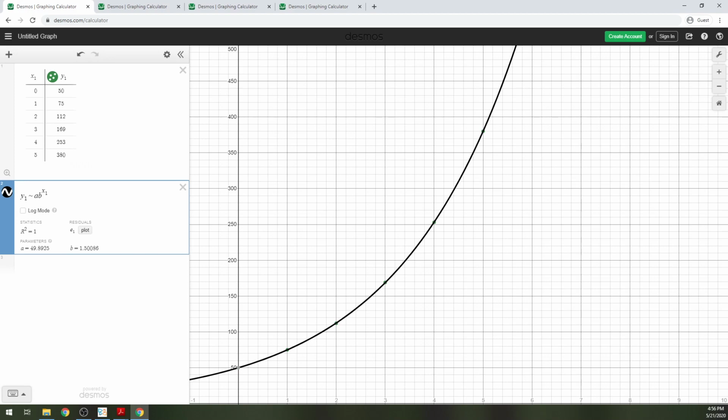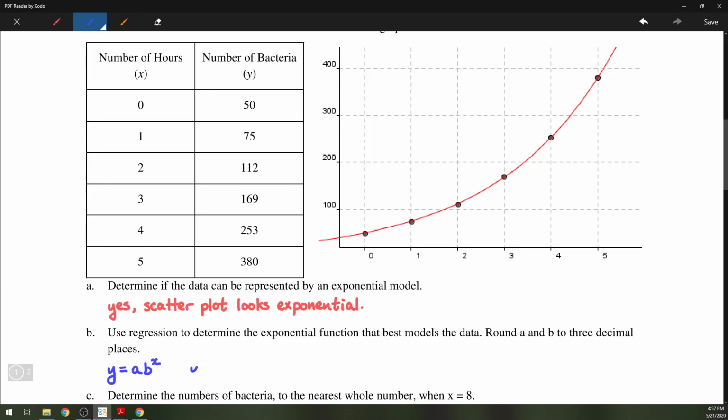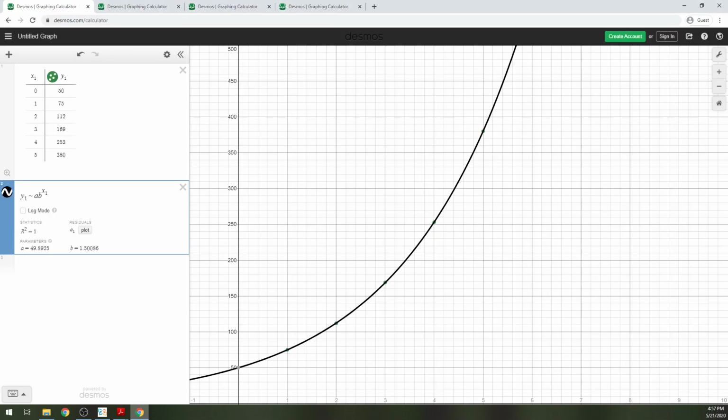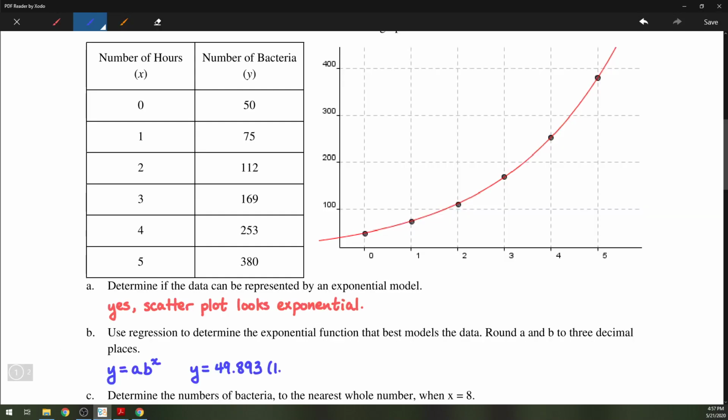And then it says here the parameter for a is 49.892 8925. We're going to round that up. So it's going to be 49.893, and then the b value is 1.50, sorry, 1.501 if we round it correctly. So let's go back. So yeah, so we have y equals 49.893, rounding up, and then the b value will be 1.501, and then to the x power.